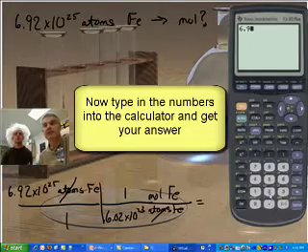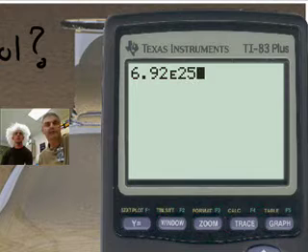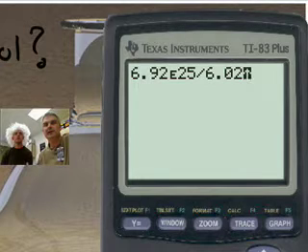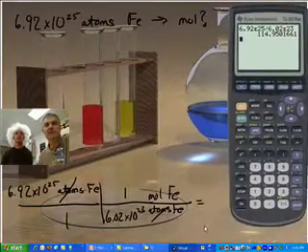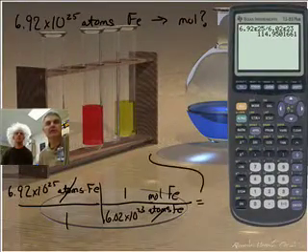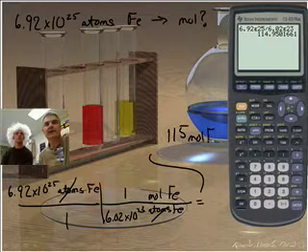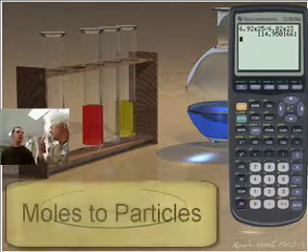Then we use our calculator. I'll type in 6.92, second E 25, divided by 6.02, second E 23. Now I'm going to get a pretty big number, 114.9, probably 3 sig figs, 115. So the answer is 115 moles of iron. That's a lot of iron.